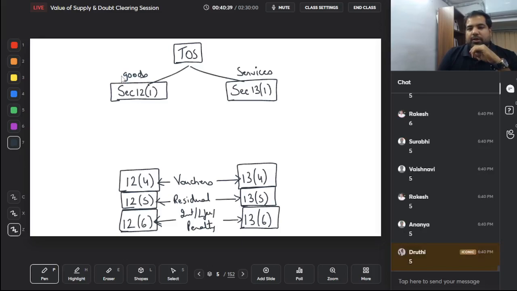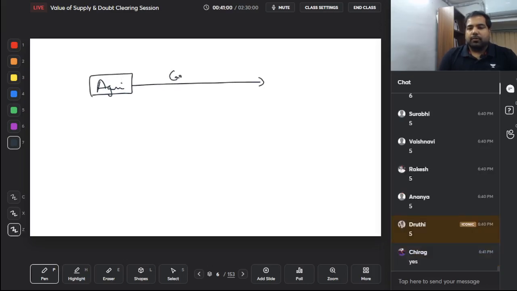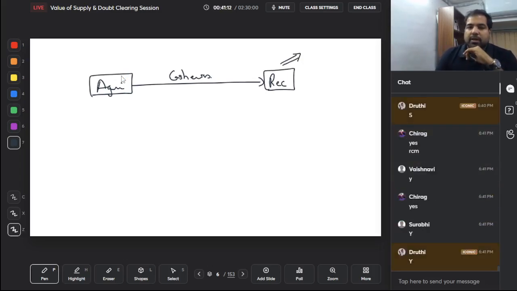Alright. Next guys, let's do section 12.3 and 13.3. These sections are used only in case of RCM supplies. So let's take an example of an RCM supply. Guys, this is an agriculturalist who is supplying cashews. Guys, what about cashews? Will the recipient pay under RCM? Yes. In this case, guys, you have to look at 4 letters and the shortcut is like this. Recipient pays in 31 entirely.